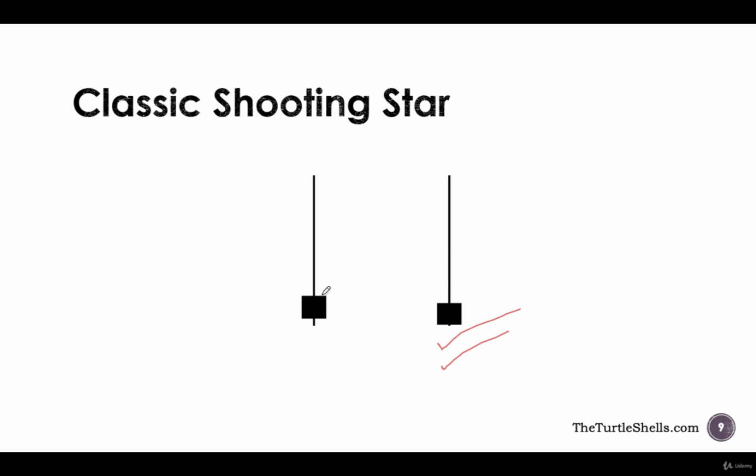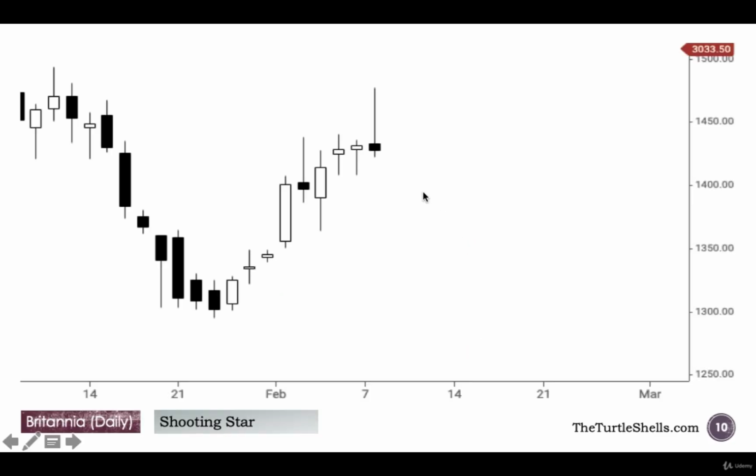So that's the difference between a normal shooting star and a classic shooting star. In this case, this is a normal shooting star because it still has a small lower shadow. If there were no lower shadow here, that would become a classic shooting star. So let's look at this chart. There is a nice downtrend here. Can you recognize this pattern?